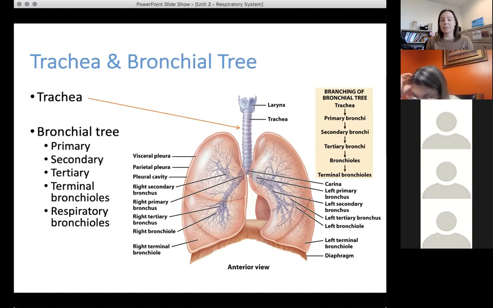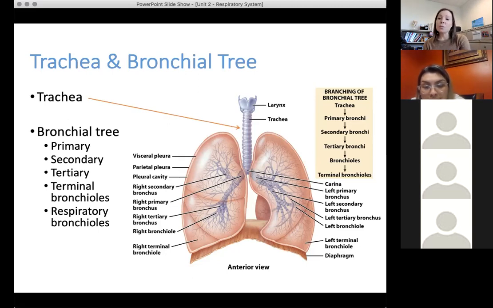The left makes sense. The left primary bronchus goes into the left lung. The right primary bronchus goes into the right lung. They are slightly different. The right primary bronchus is a little bit wider and more vertical than the left one. So the opening is a little bit bigger. Doesn't really look like it here. It's hard to tell, but it is just slightly.